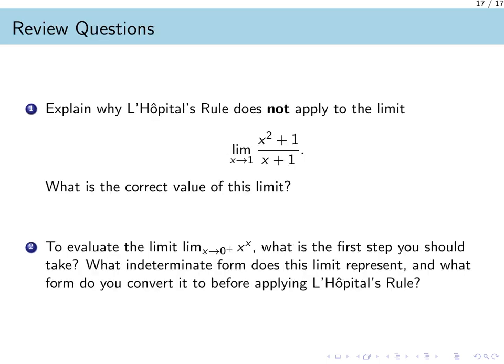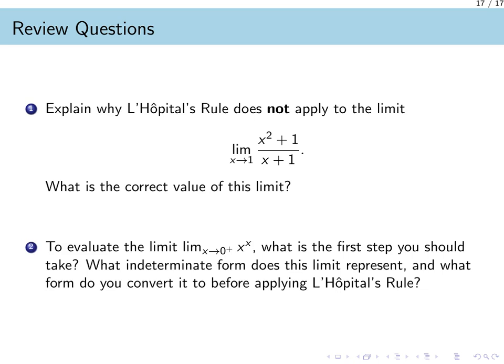This is a great point to pause and check our understanding of when and how to apply L'Hopital's rule. For the first question, consider the limit of the quantity x squared plus 1 over the quantity x plus 1 as x approaches 1. If we directly substitute 1 for x, the numerator becomes 2, and the denominator also becomes 2. The result is simply 1, which is a well-defined number, not an indeterminate form like 0 over 0. Therefore, L'Hopital's rule is not applicable here.